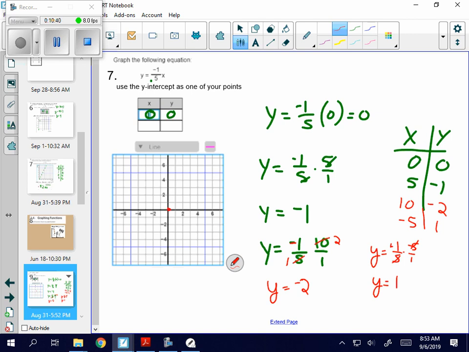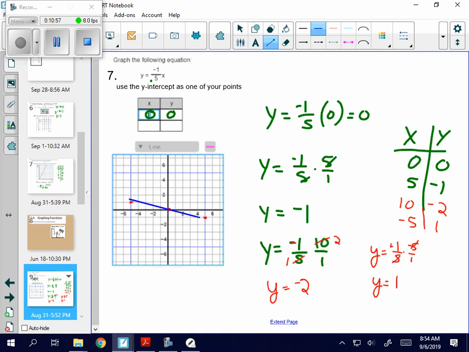When x was 5, y was negative 1. When x was negative 5, y was positive 1. Now that's a continuous function. There's nothing about it that says we don't have points between the points. We only chose the ones that were easy to graph.